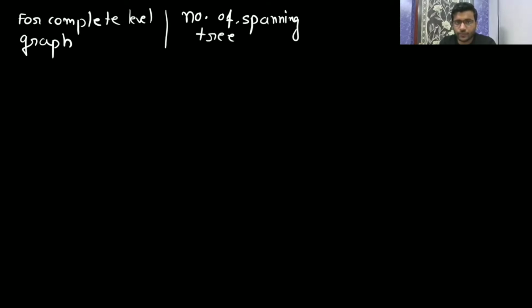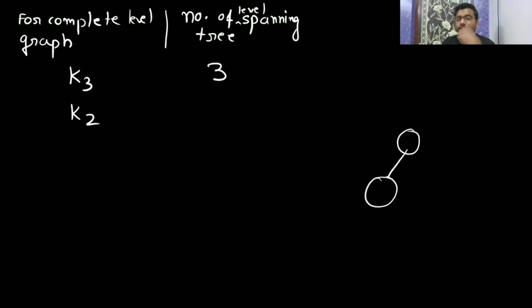For a complete labeled graph, we have a formula for the number of spanning trees. If it is K3, you got how many? Three. Now if it is K2, how many will you get? If you have two nodes, only one, like this. So in this way you are going to get only one tree.